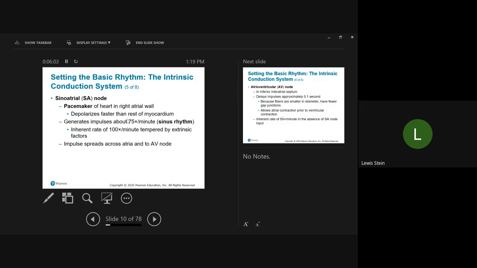That's it. So it's not magic. You can have a sinus rhythm and it doesn't have to be normal, but a sinus rhythm will likely sustain life while you can work on trying to get it back to normal. That's sort of the way to look at it.